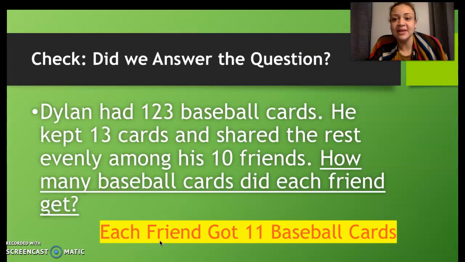So our last step is to check. Did we answer the question? Let me read the question one more time for you. Dylan had 123 baseball cards. He kept 13 and shared the rest evenly among his 10 friends. How many baseball cards did each friend get? We've solved the problem and we said that each friend got 11 baseball cards. So did we answer the question? We did answer the question.